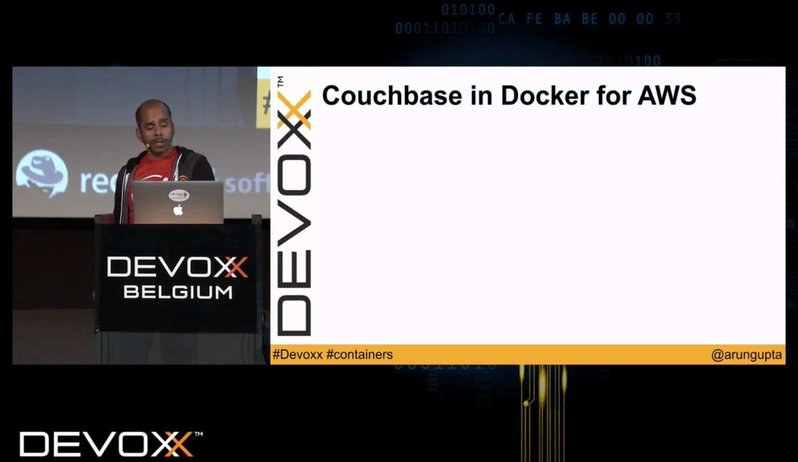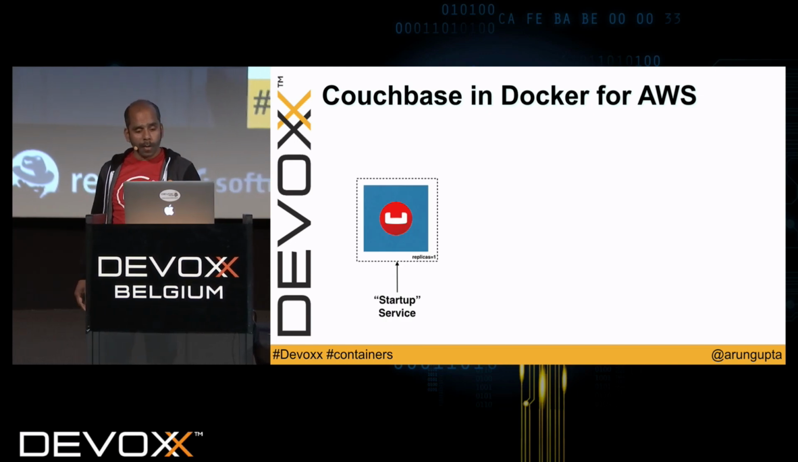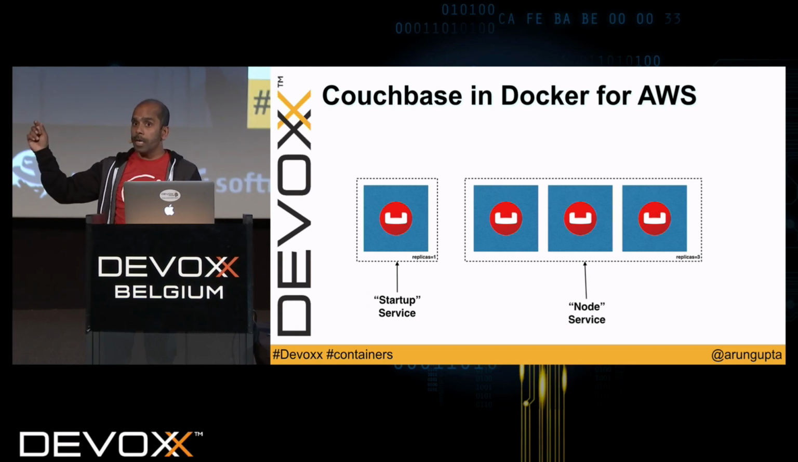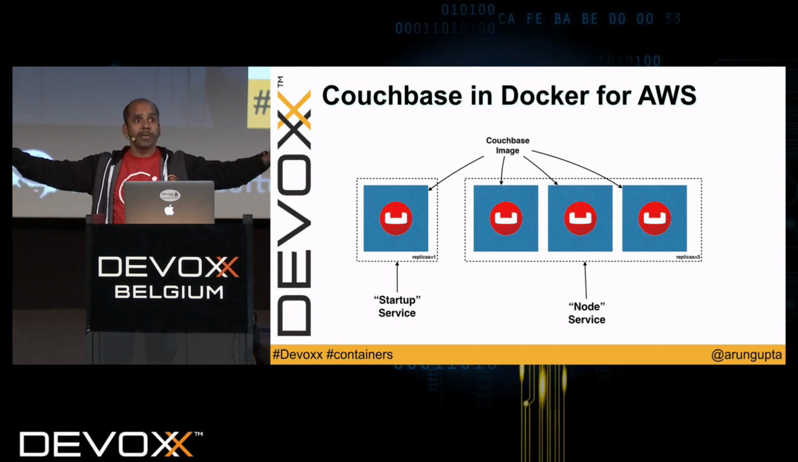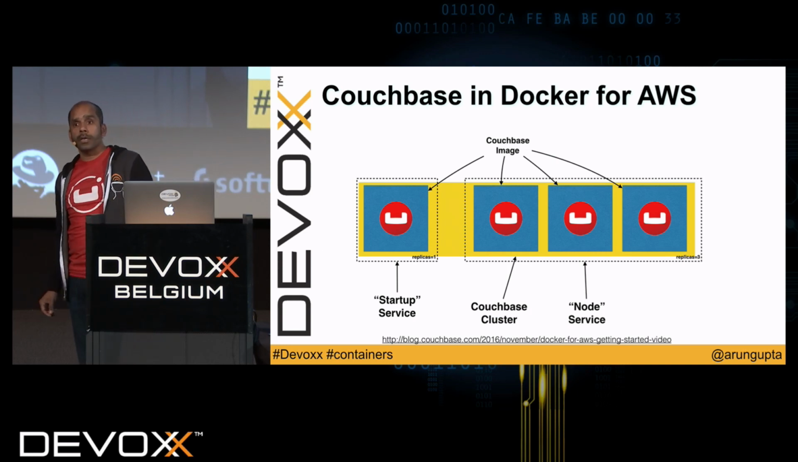If I show this to you in a schematic here, I have a startup service. I create a Docker startup service. Then I create a Docker node service. And the number of replicas, as I said, is 3 over there. And these are all the same consistent image. So it's a very consistent, horizontally scalable architecture. And that creates a Couchbase cluster here, essentially.